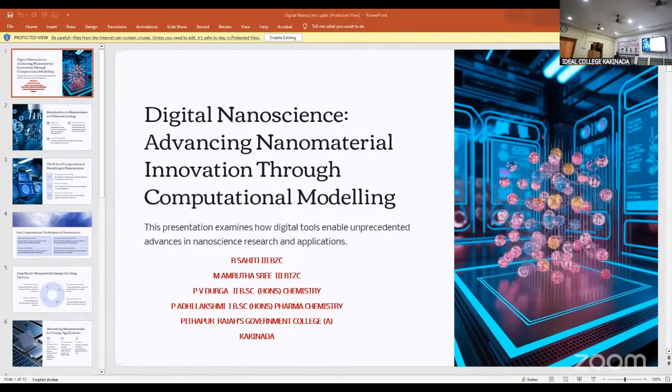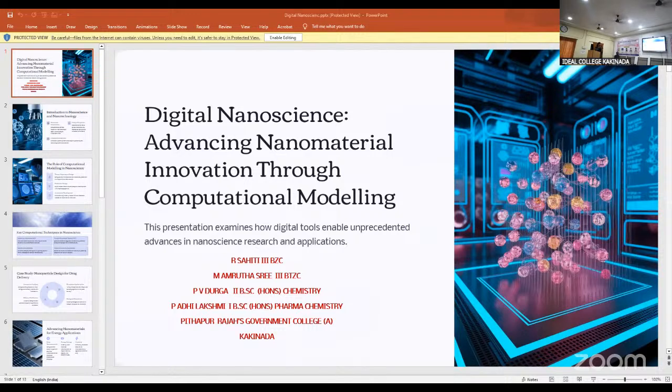The role of computational modeling in nanoscience. Theory-experiment bridge: computational models connect theoretical predictions with experimental observations. Predictive design: digital models enable rational design of nanomaterials with targeted properties. Accelerated development: simulations significantly reduce the time and resources needed for nanomaterial innovation.